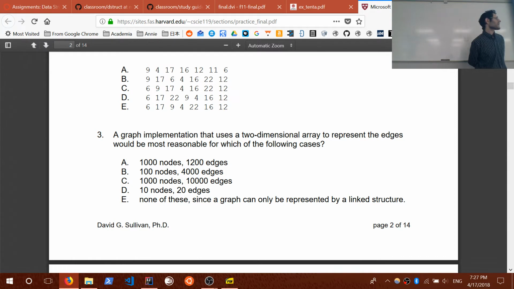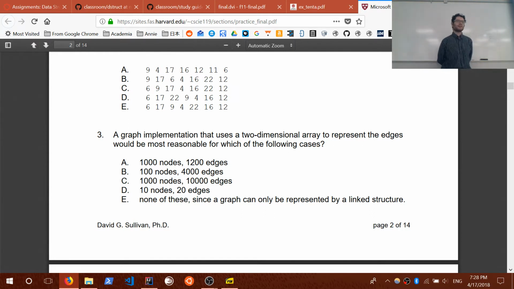Sorry, I heard it. Dense. So 2D arrays are good for dense graphs. A dense graph means that we're closer to V squared, in other words, the number of nodes squared. So with 1,000 nodes, the number of nodes squared is 10 to the 6, so a million, right? So that would be good.